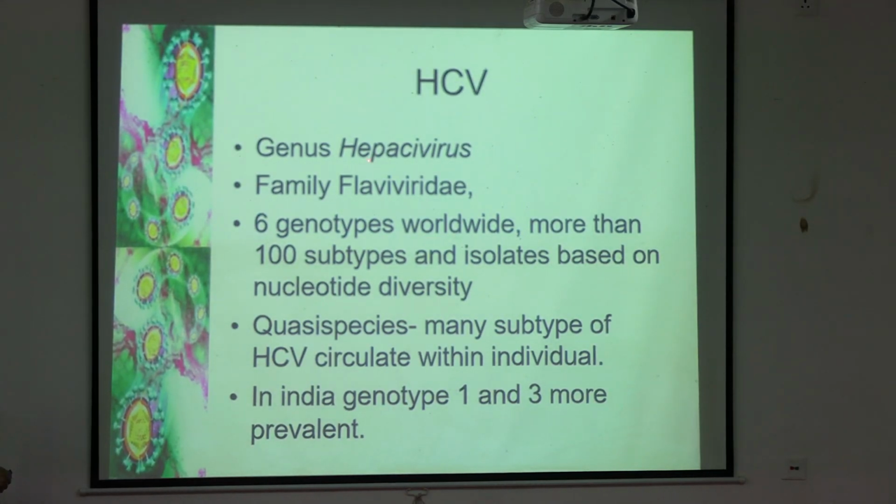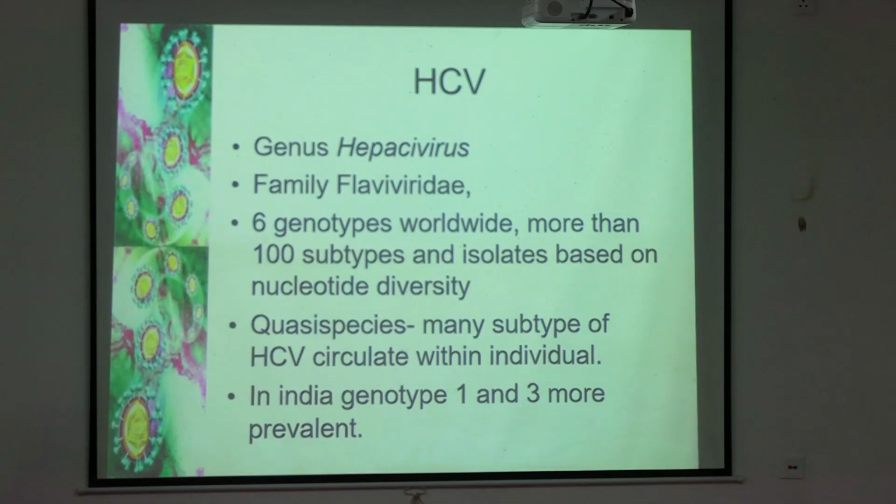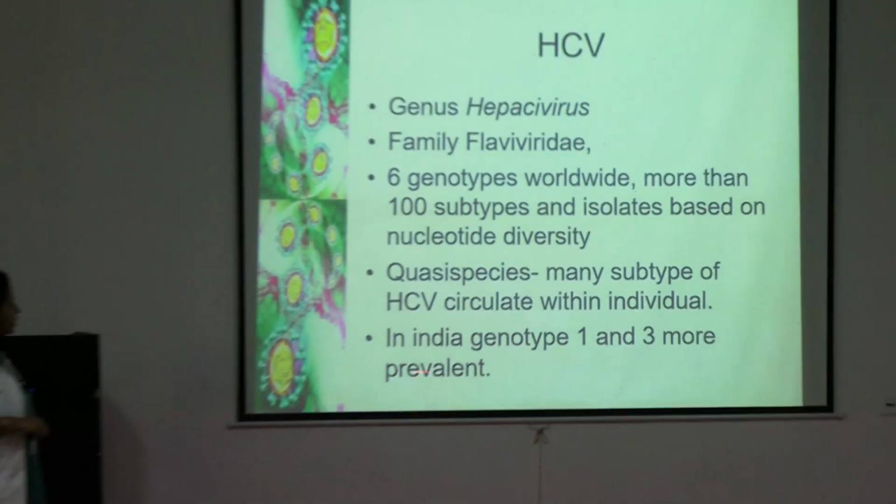Genus is Hepacivirus, family is Flaviviridae. 6 genotypes are there worldwide, with more than 100 subtypes and isolates based on nucleotide diversity. Quasi-species: many subtypes of HCV circulate within individuals. For your MD preparations, these things are important. They ask you about the genome, how many subtypes, which subtype is prevalent in which region, all those things. In India, genotypes 1 and 3 are more prevalent.